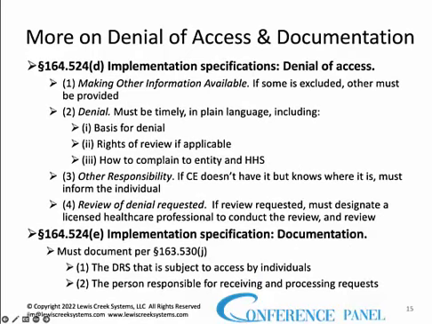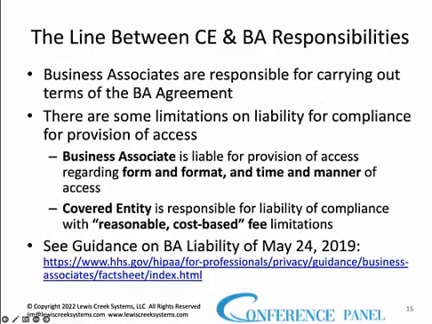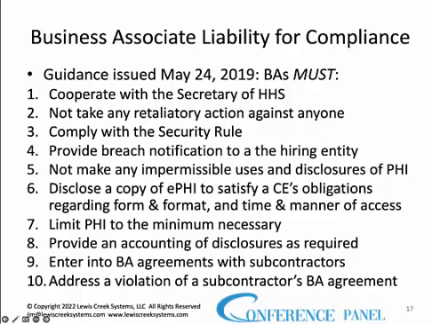The thing is, when it comes to denial of access, if some information is excluded, there are some limitations on liability for compliance for providing access. The business associate is liable for providing access in terms of the form and format and time and manner of access, whereas the covered entity is responsible for liability and compliance with the rule. There's some guidance on the business associate liability that came out in May of 2019. It covers a number of points.